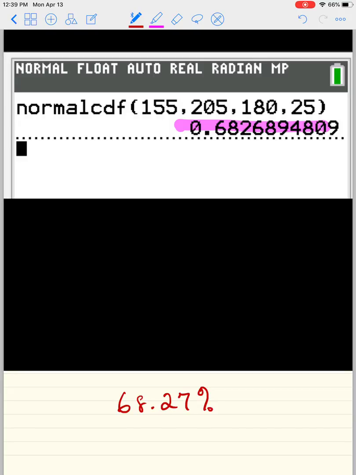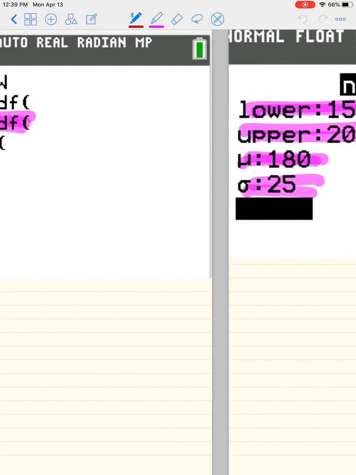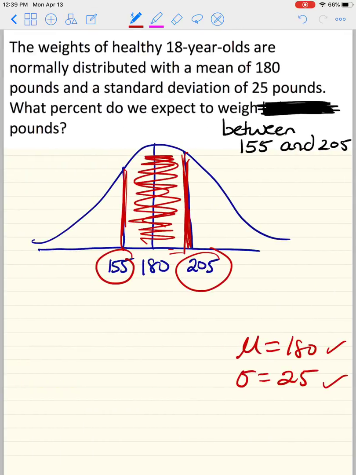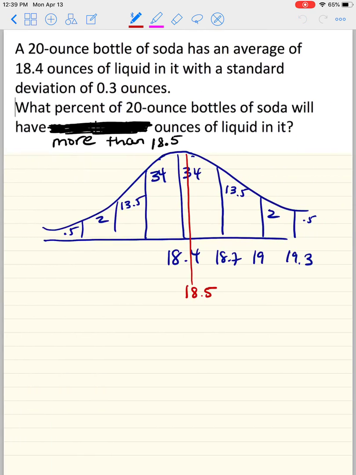Now, some of you might say, well, if we know those numbers, 68%, 95%, why do we need this? Well, all these questions ask you about numbers that fell on these lines. What about numbers that don't fall on the line? For example, a 20-ounce bottle of soda has an average of 18.4 ounces and standard deviation of 0.3 ounces. What percent of the 20-ounce bottles of soda will have more than 18.5 ounces of liquid in it?